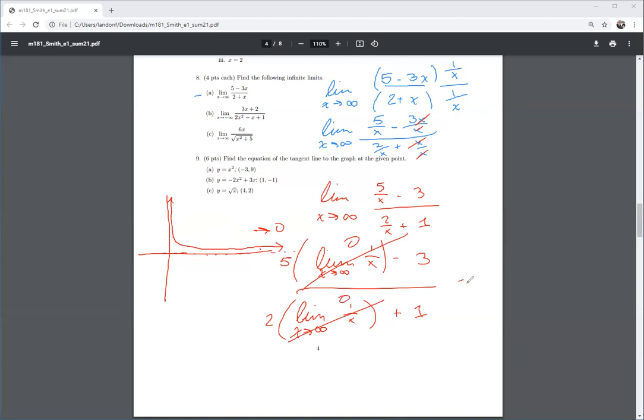Now we just have 5 times 0 minus 3 over 2 times 0 plus 1. That's just minus 3 over 1. It's just minus 3. There. So then that means our entire function is going to approach something like that. So it's going to look, or oops, that's positive 3. It's going to look something maybe like that, where minus 3 is right there.